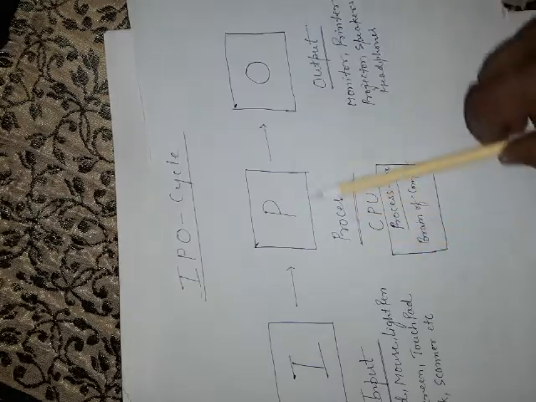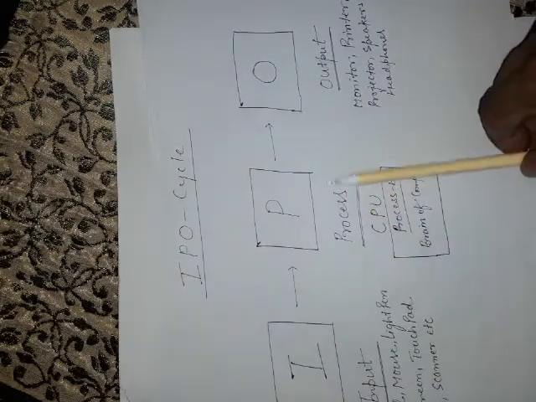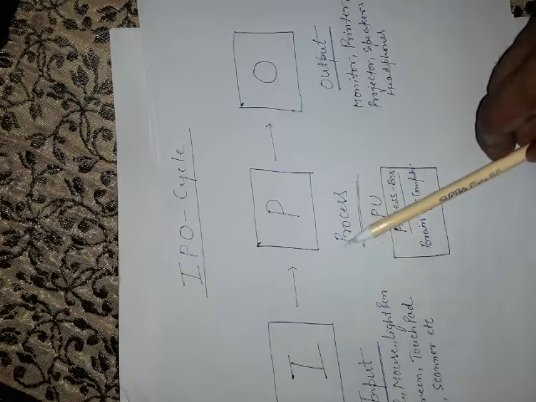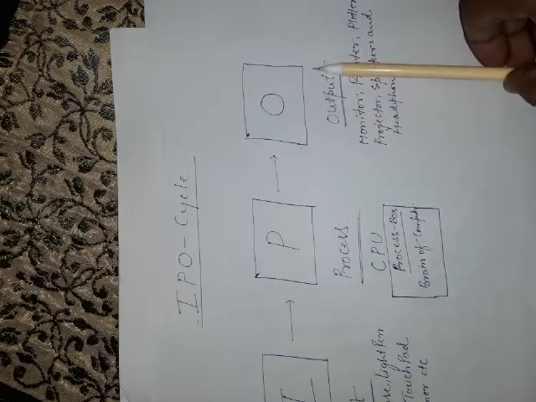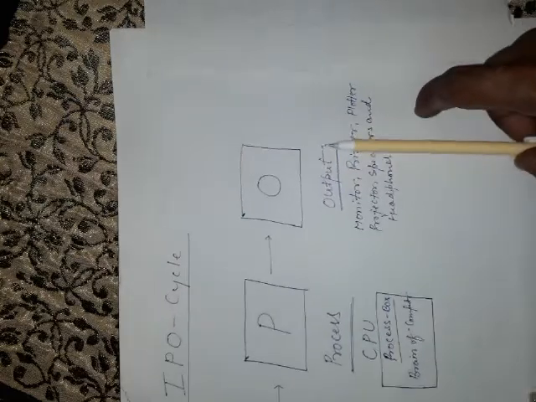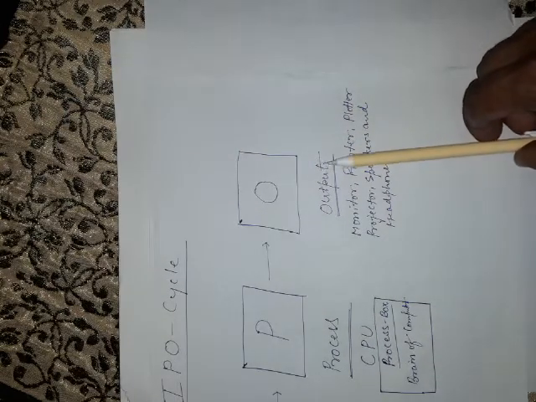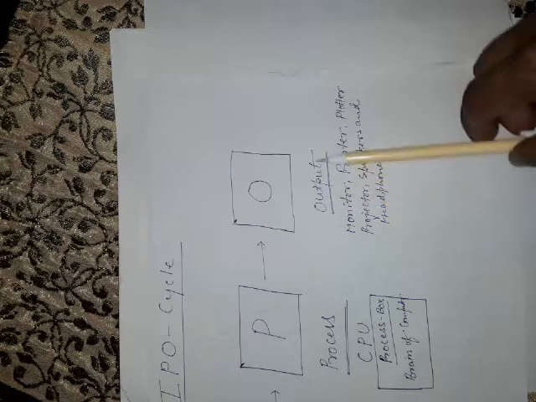Then further it processes the data we insert into the computer. Here you can see this is the CPU. The CPU is the process box, the brain of the computer, which processes the data you give the computer. Then after processing, it is sent to the output devices. Output devices are devices which show your information after processing. Here the monitor, printer, plotter, projector, speaker and headphones are some of the output devices.